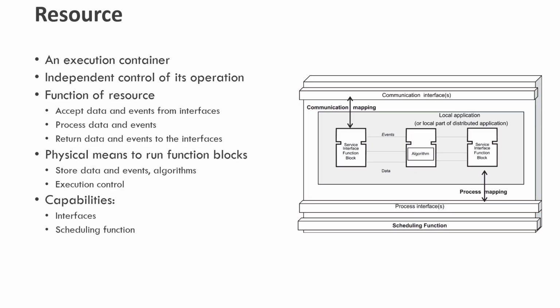The function of the resource is to accept data and events from the interfaces provided by the device, process data and events, and return data and events to the interfaces. So resource has some scheduler for executing function block networks that are allocated to that resource. So it has a means of execution control that implements the execution control function of the function block. And the scheduling function that decides which algorithm will be scheduled for execution at which time.